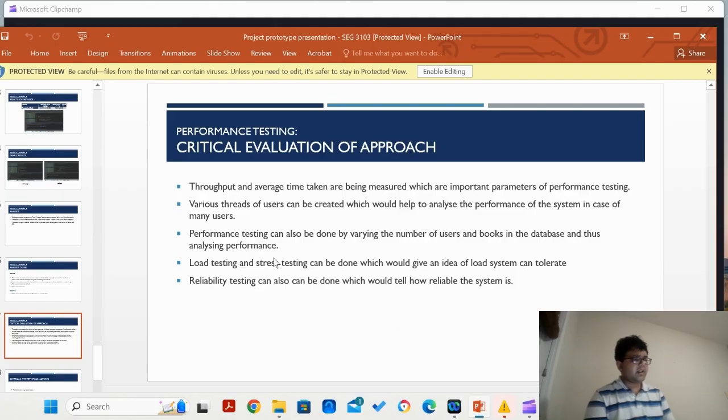So, in performance testing, important parameters like throughput and average time were calculated, and I feel that load testing and stress testing can also be done. So we can also vary the size of the database and do the performance testing. This would tell us the impact that increasing the size of the database would have on the performance of the system.